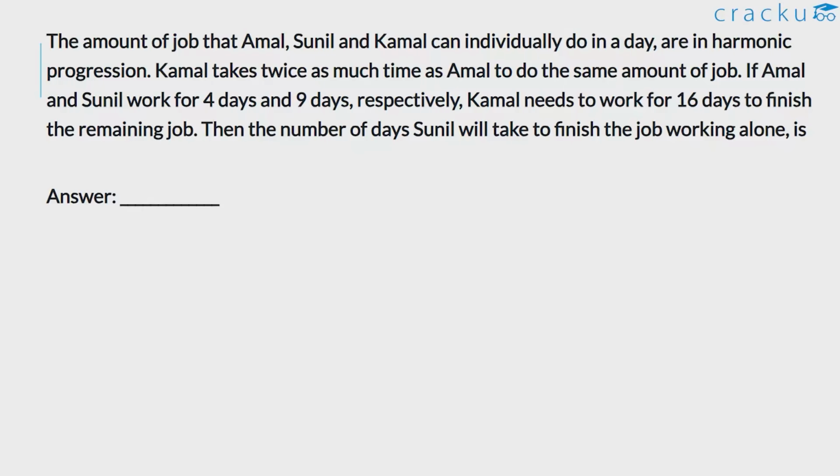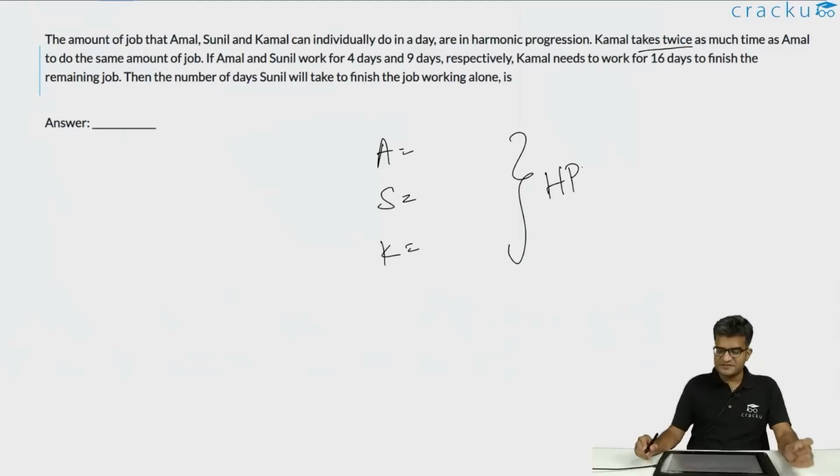In this question, we are told that the amount of work done by Amal, Sunil and Kamal is in a harmonic progression. We are told that Kamal takes twice as much time as Amal to do the same amount of job. So essentially the efficiency of Kamal, who is taking twice as much time, is half that of Amal.